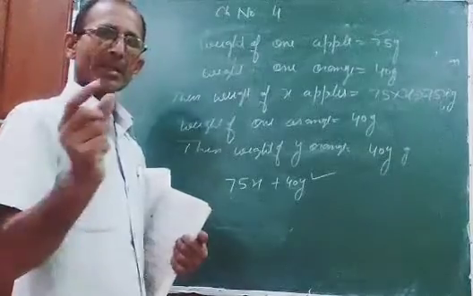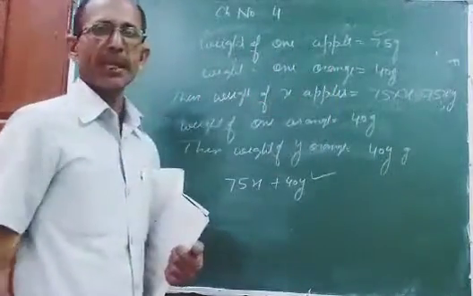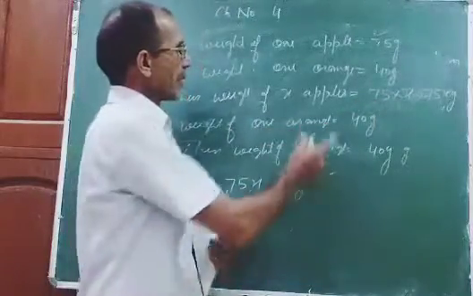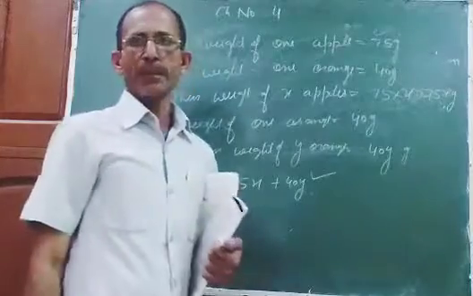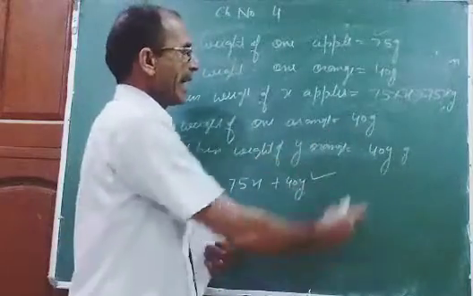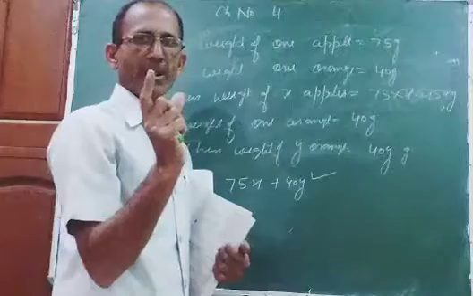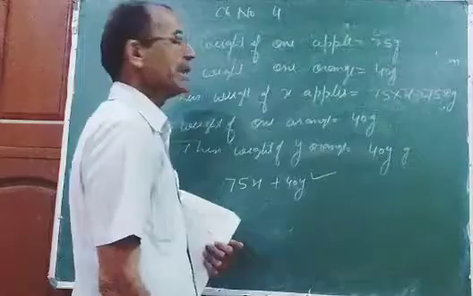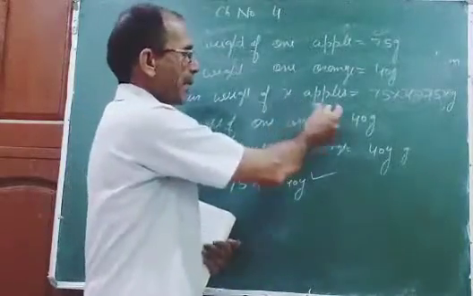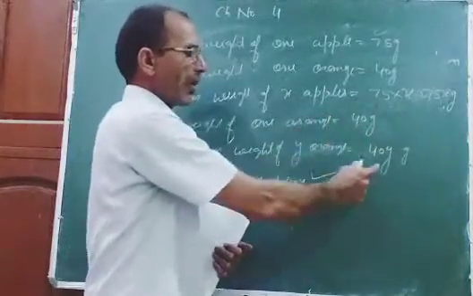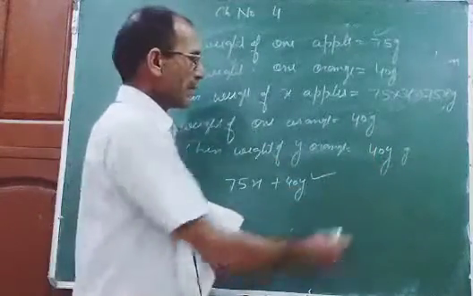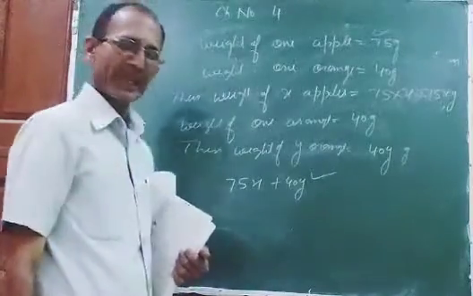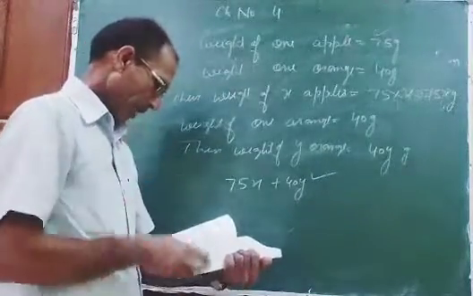Understood? Because the weight of one apple was 75 grams, and there are x apples, so we multiply 75 by x. It will be 75x. The weight of one orange is 40 grams. Then the weight of y oranges, multiply by y, so it will be 40y. The total weight will be 75x plus 40y grams. Understood? Okay.